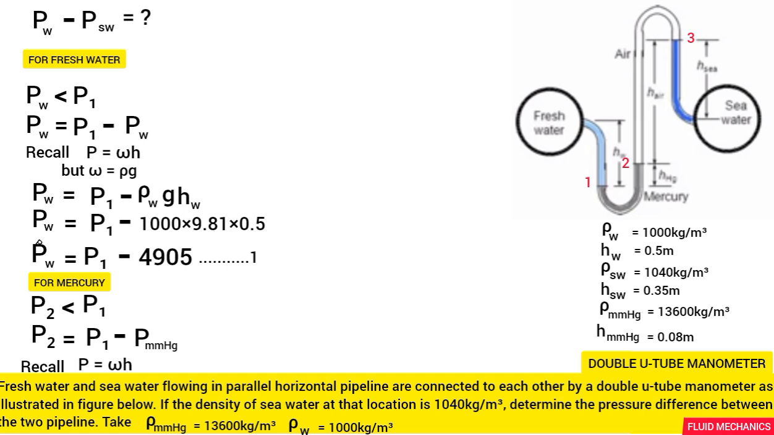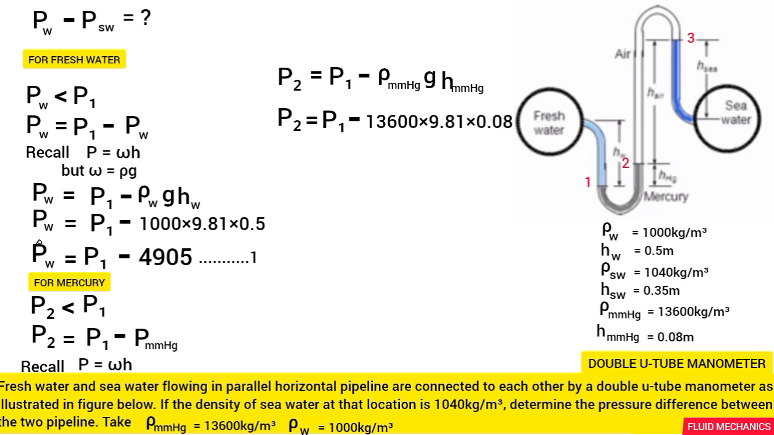So if I move forward, I will now say that the pressure at point 2 will be equal to pressure at point 1 minus, instead of writing specific weight times height, we know specific weight is given as density times gravity. So I'm going to write the density of the mercury times the gravity times the height of the mercury. Is that taken now? So this will give me P1 minus the density of mercury, which is 13,600, times the gravity, 9.81, times the height of the mercury here, which is given as 0.08 meter, converting centimeter to meter, dividing by 100.